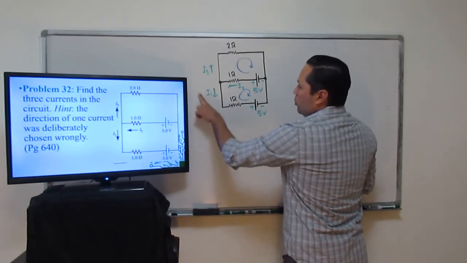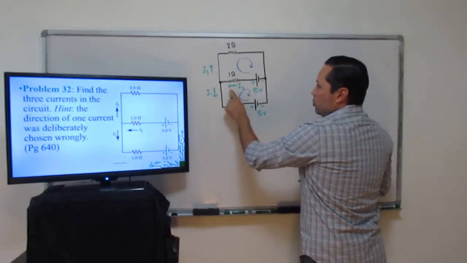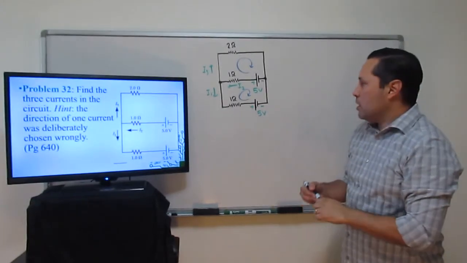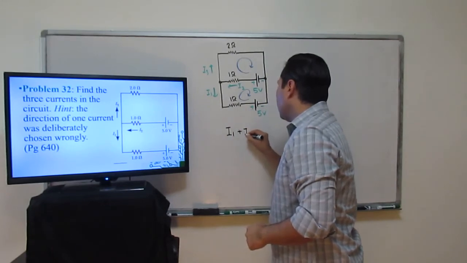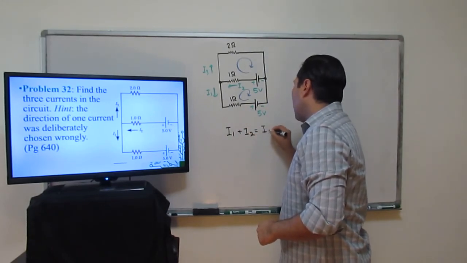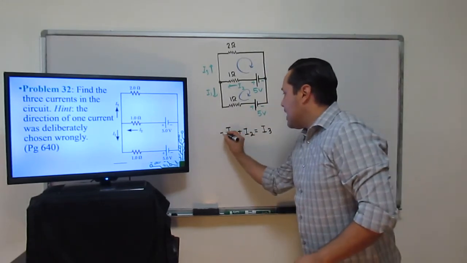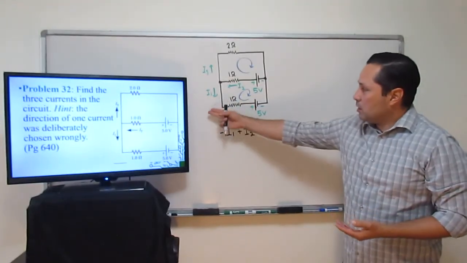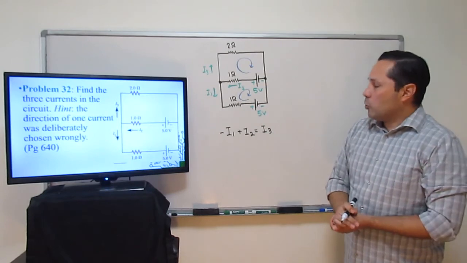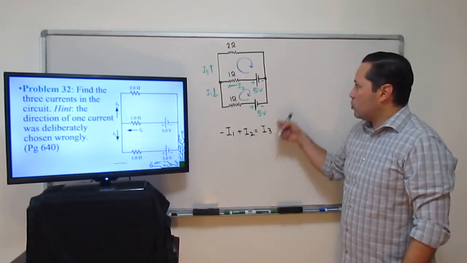So therefore, in the junction rule, I1 plus I2 will give you I3. So we're going to say I1 plus I2 is equal to I3. But we're going to put a negative for the I1 since it is pointing downwards. So keep that in mind. That will be a negative. All right, so that is our first statement as far as solving this.